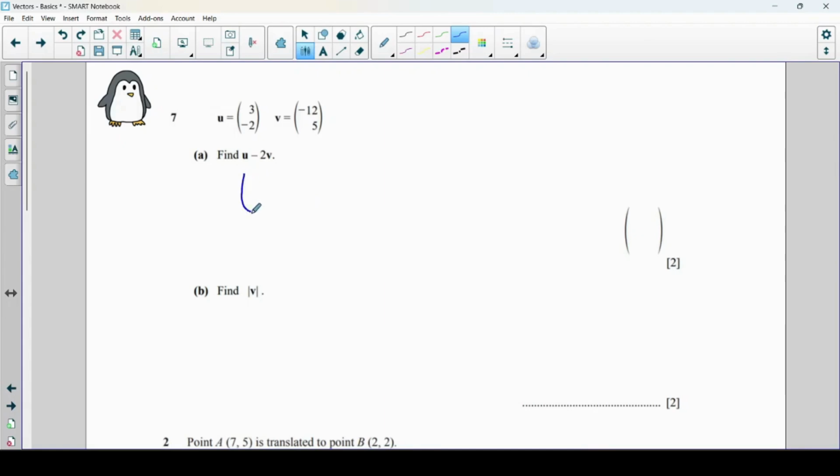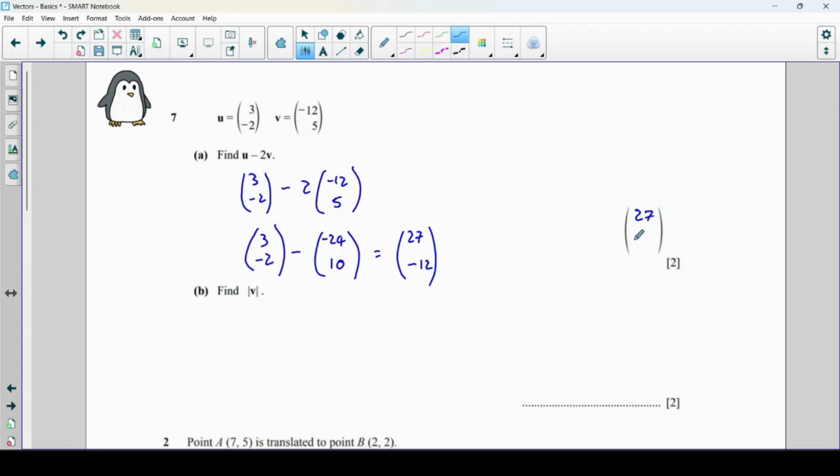Okay, so now we're asked to find u minus 2v. Let's write those two things out first of all. So u is 3, minus 2, and then minus 2 times minus 12, 5. I'm going to leave the subtract here, and I'm just going to do 2 times each of these. So 2 times minus 12 is minus 24, 2 times 5 is 10, and then I'm going to do the subtraction. 3 minus minus 24 is plus 27, and then minus 2 subtract 10, well, that's minus 12.